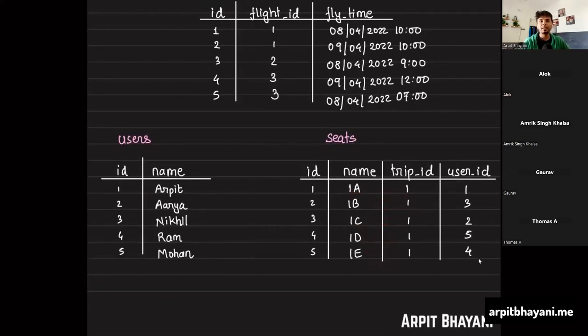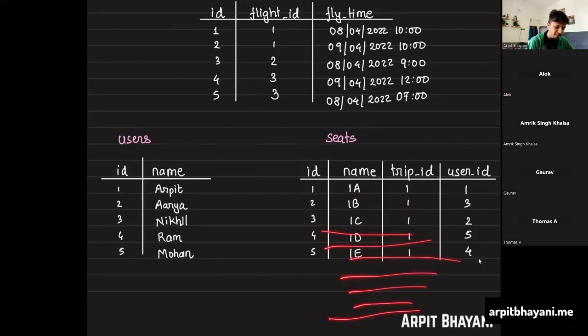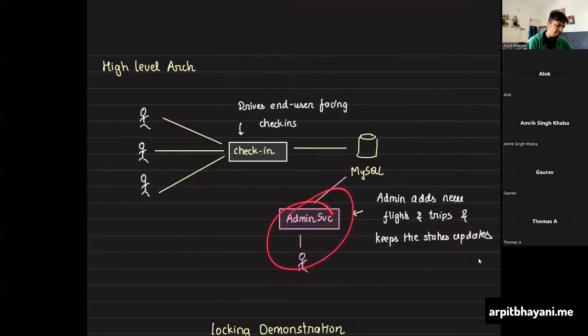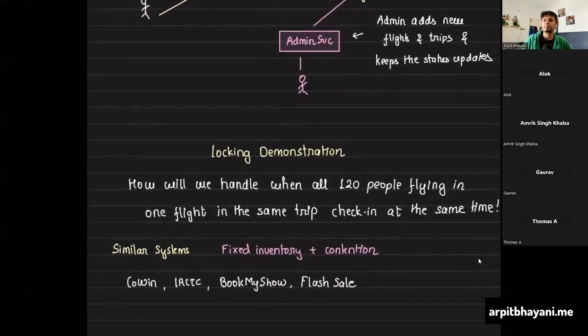So for example, let's say Indigo scheduled a particular flight that, hey, now this flight is available for booking. In the backend, for all the seats in that, you would have one entry for each seat with user ID set to null and some trip ID set over. Right? This is the job of admin service. It creates, adds new flights, trips, and keeps the things updated.